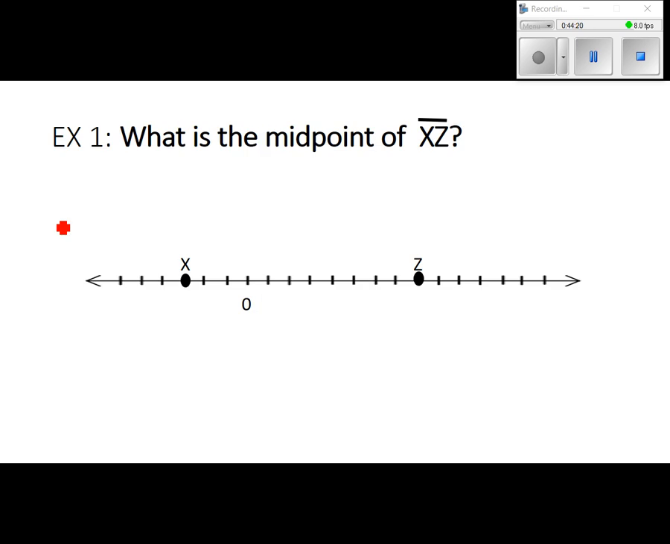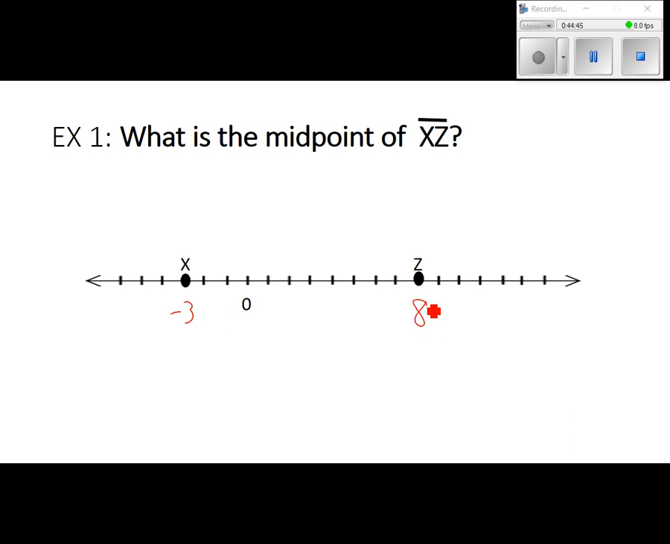What's the midpoint of XZ? So let's do this one real quick. It's there on your notes. Somebody help me out. What's the coordinates of point X? Negative 3? Is that what it is? Yep. How about Z? 8? Everybody agree with that? Yeah.